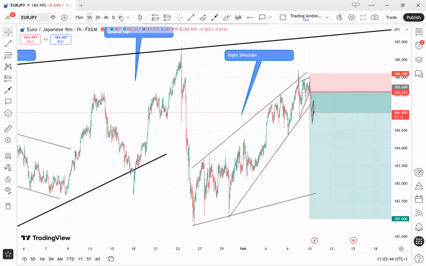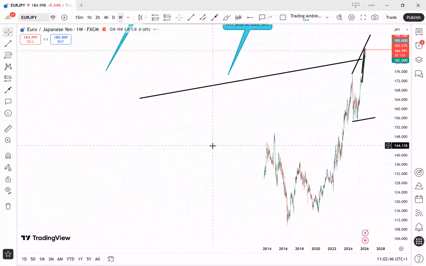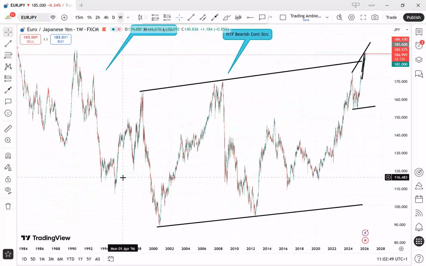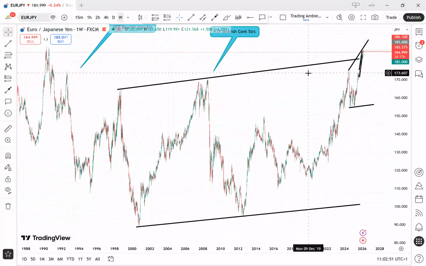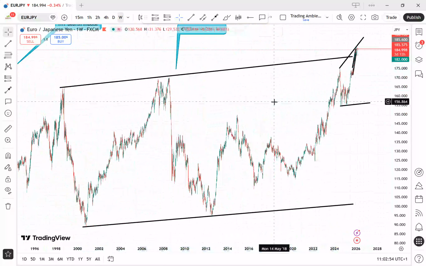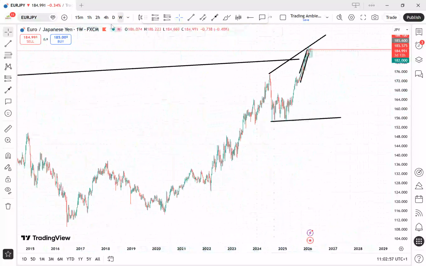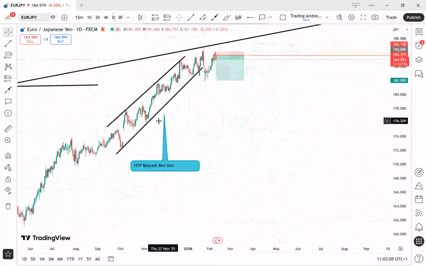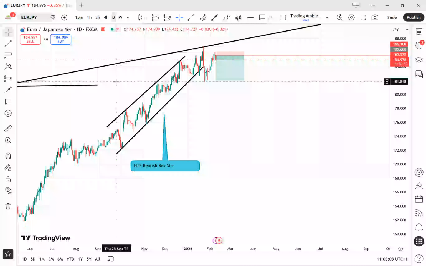Euro JPY, another interesting pair. On the weekly time frame, we have this clean bearish impulse, and we have a bearish continuation structure right here on Euro JPY. So going down to the daily, the price has been playing around there for a while. We have an ascending channel here on the daily time frame approaching that higher time frame high.